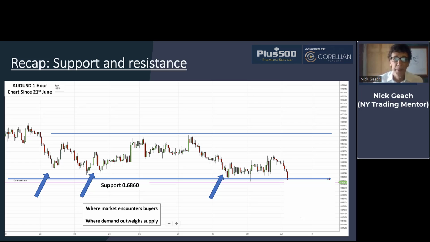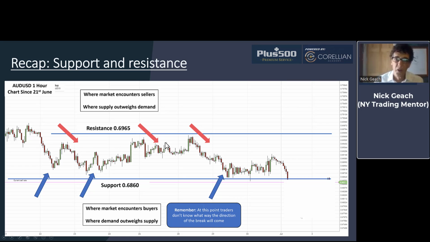So let's recap our definitions here and apply them to our Aussie chart. Our support areas are the levels where the market encounters buying support that exceeds the available supply, and therefore prices begin to recover. And here we see that happens several times near the 68.60 level. By contrast, our resistance areas are the levels where the market encounters selling resistance that exceeds the available demand, and therefore prices peak and turn lower again. And we see several tests here between 69.40 and 69.65. It's really just simple demand and supply characteristics.